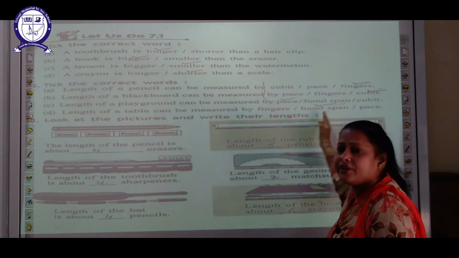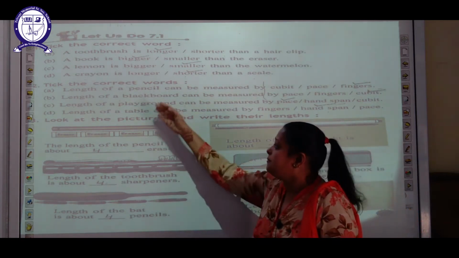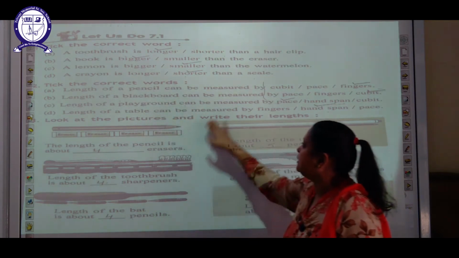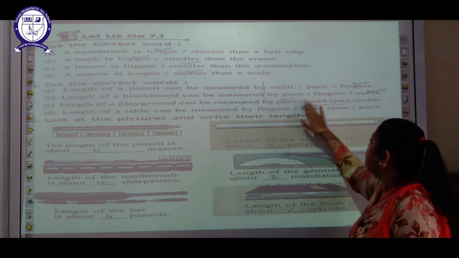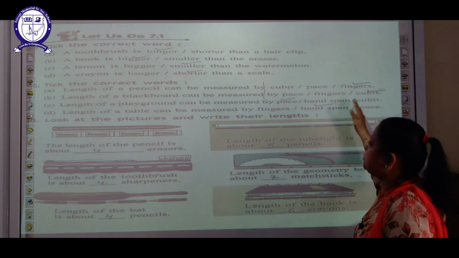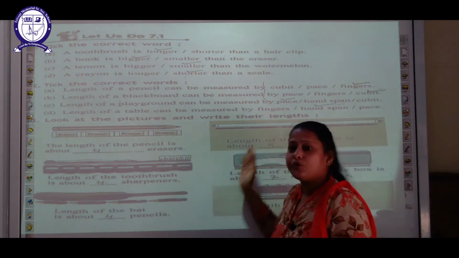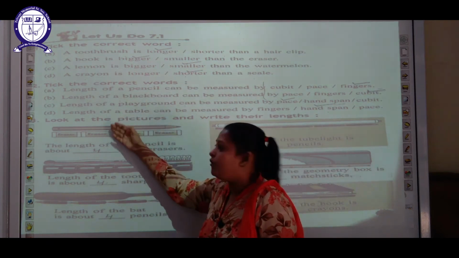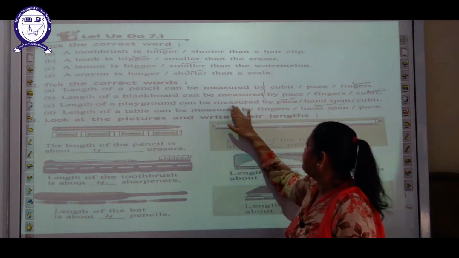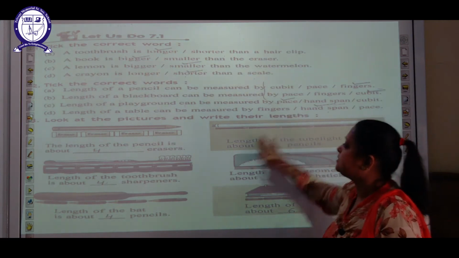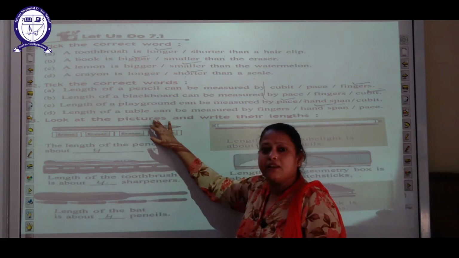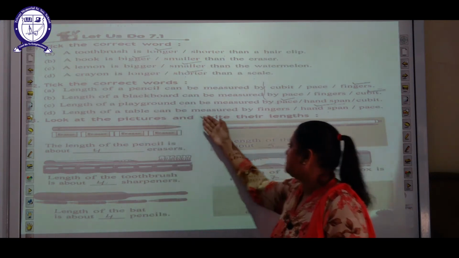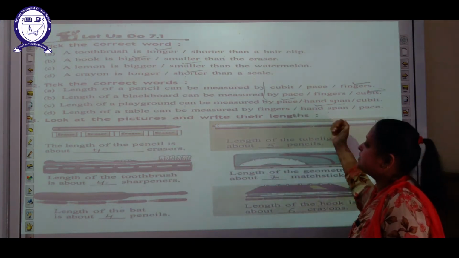With the help of a finger, we can measure the length of a pencil. And the length of a blackboard can be measured by fingers or a cubit. Students, with the help of a cubit, we can measure the length of a blackboard. The length of a playground can be measured by pace. And the length of a table? How can you measure the length of a table? Very easy. It can be measured by hand span.